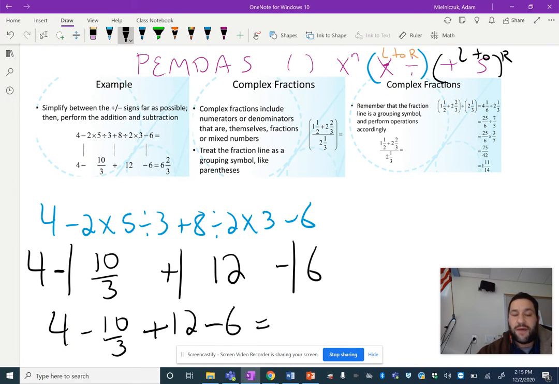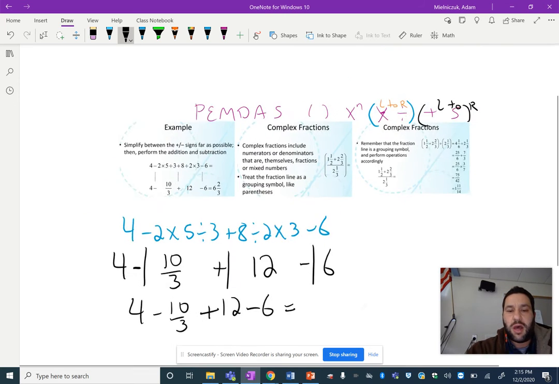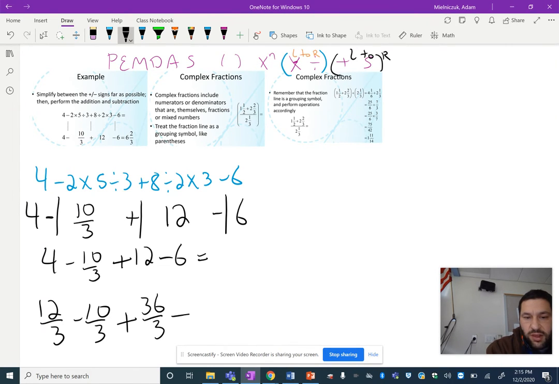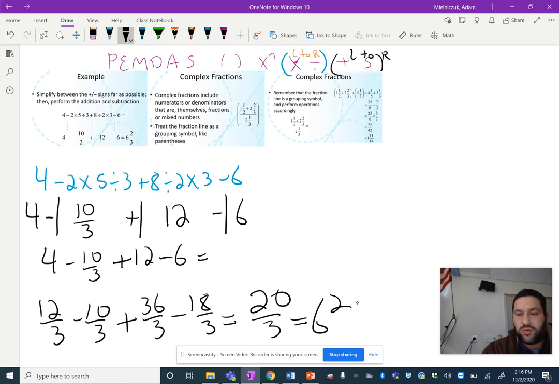At this point, you go left to right. So let's see, 4 minus 10 thirds. What would that give us? Well, let's see. We're going to have 12 over 3 minus 10 over 3. We might as well just find a common denominator. Plus, let's see, this would be 36 over 3 minus 18 over 3, which would give us what? 12 minus 10 is 2. 2 plus 36 is 38. Okay, 38 minus 18 is 20, so we'd have 20 over 3, which we get our 6 and 2/3. Okay, so that's for our first one.